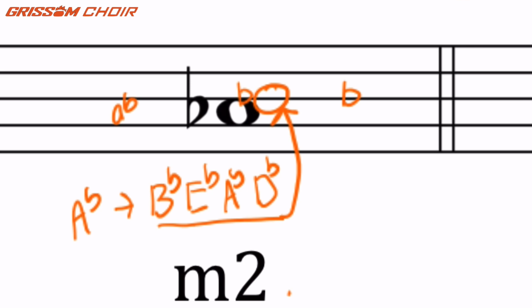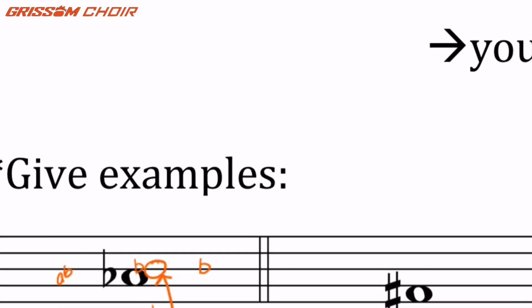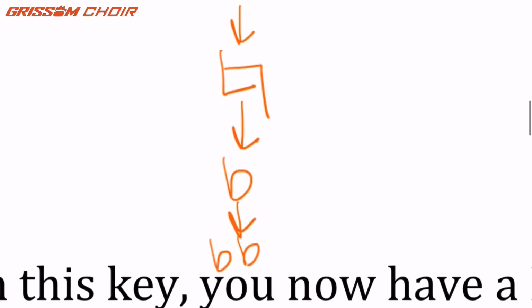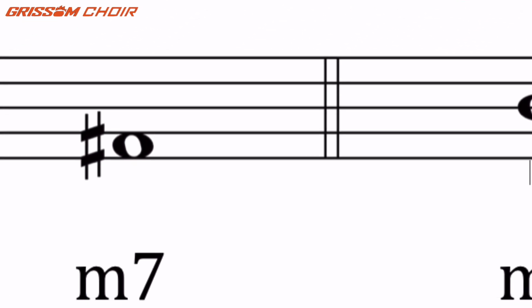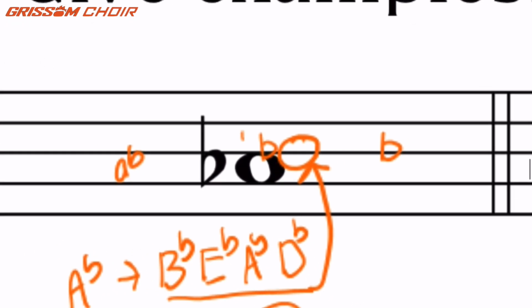That would be a major second above A flat. That would be a B flat. But we're finding a minor second. So on this little tree example that we put up here, it's already flat in the key. So in order to lower that top note, we simply put another flat next to it. So a minor second above A flat is B double flat.